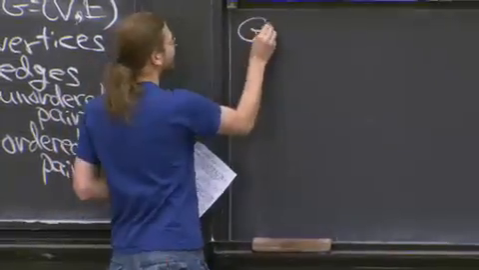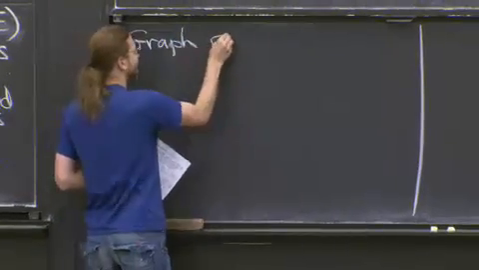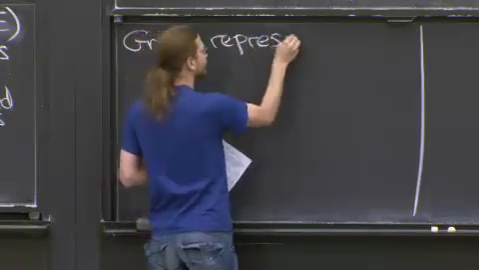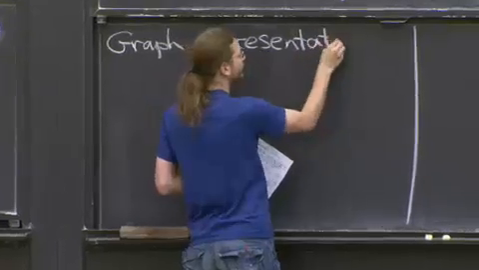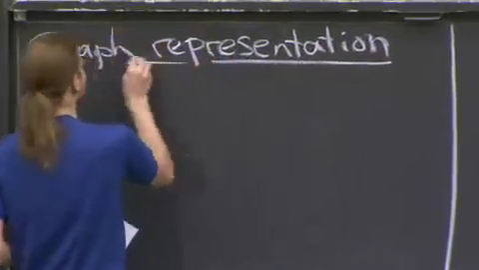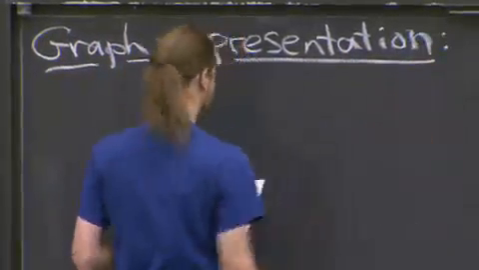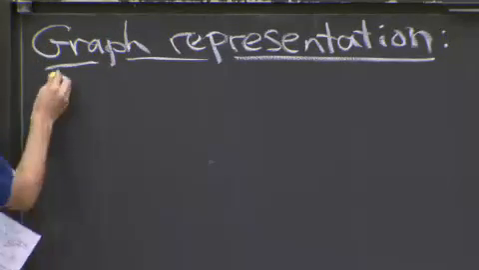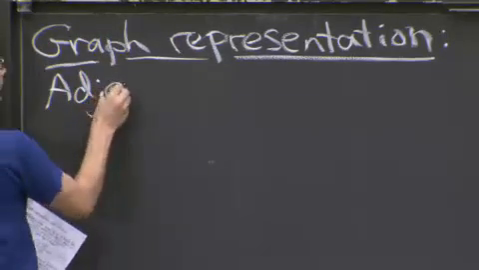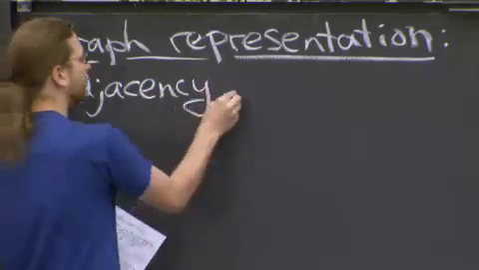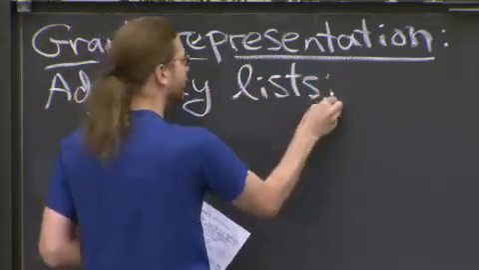Okay, let's talk about graph representation. Before we can talk about exploring a graph, we need to know what we're given as input. And there's basically one standard representation and a bunch of variations of it. And they're called adjacency lists.